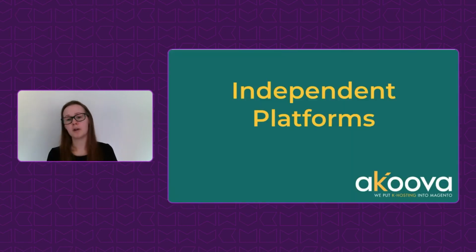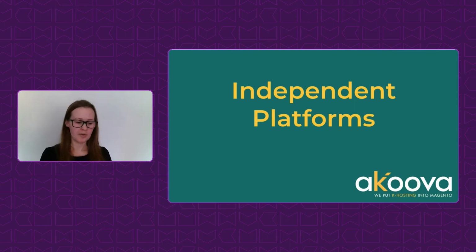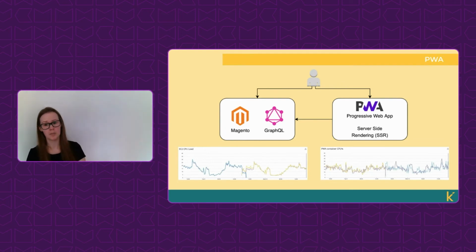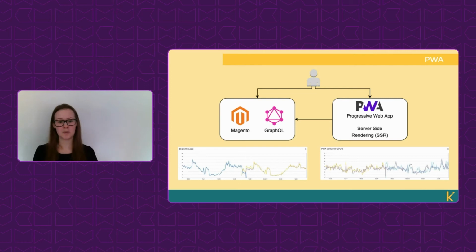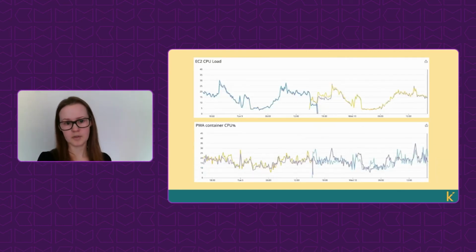So once we've scaled our existing infrastructure, what would happen if we had two separate platforms that we needed to scale? In this example, I'm using PWA as the two platforms. So we've got Magento at one side, PWA the other. As you can see by the graphs at the bottom, the load for either side is very different, so we need to be able to scale them independently of each other. Let me zoom in on those graphs.